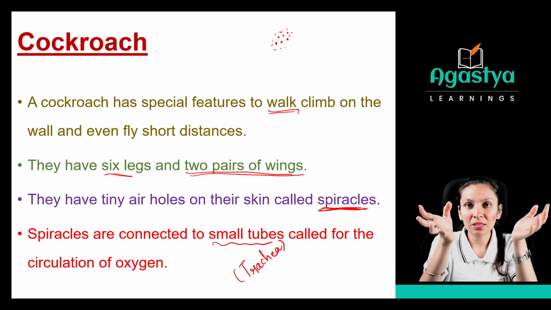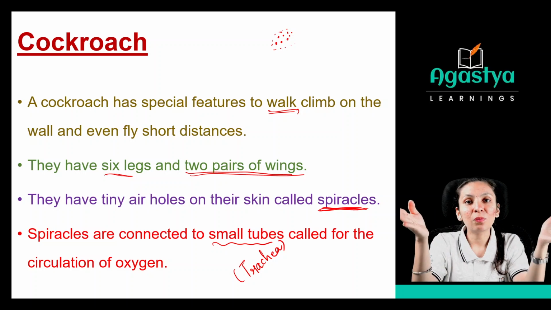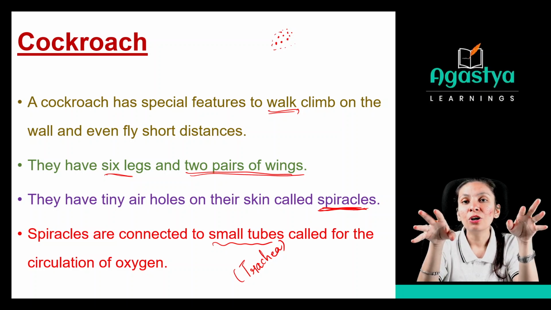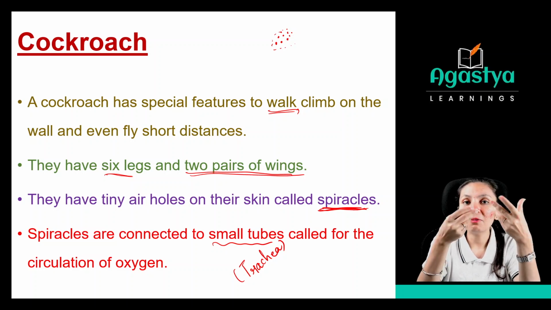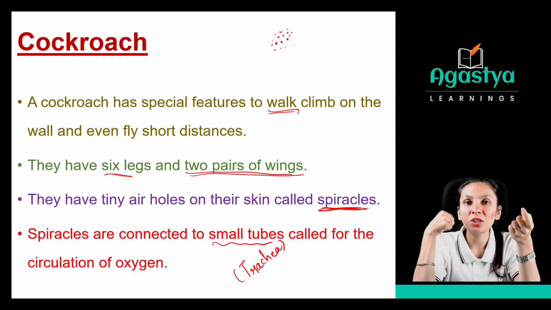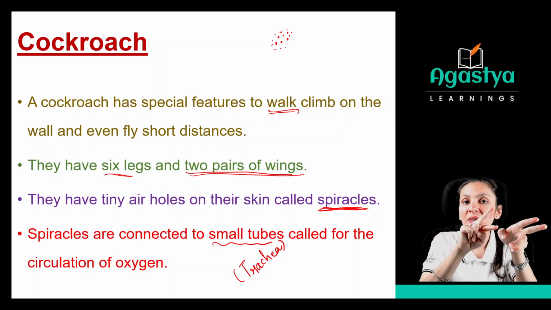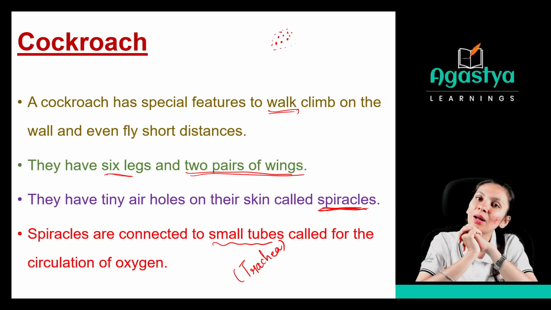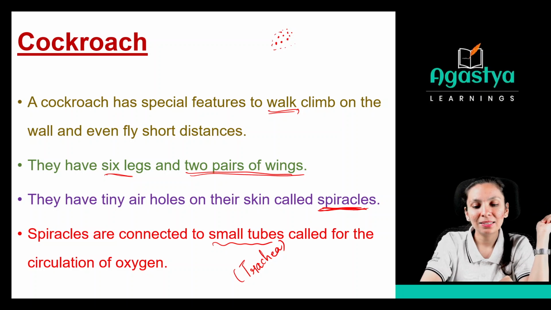Now, whenever this oxygen comes into their body, it will get into the trachea. Now, from the trachea, it has to circulate this oxygen. So, through the help of the spiracles and the trachea, the connection between the trachea and the spiracles will allow the diffusion of this oxygen into their body. Clear these things? Okay.